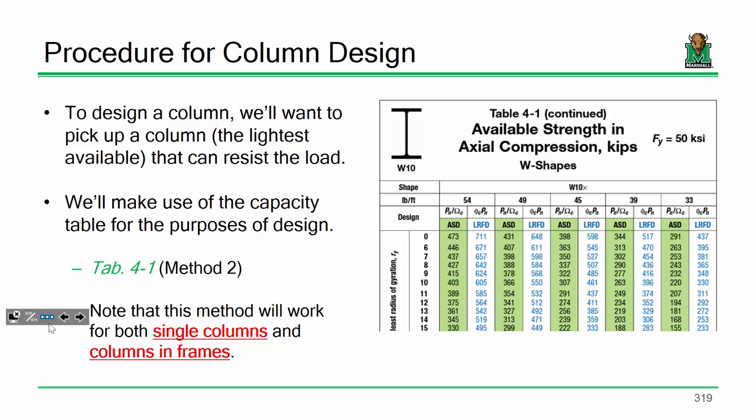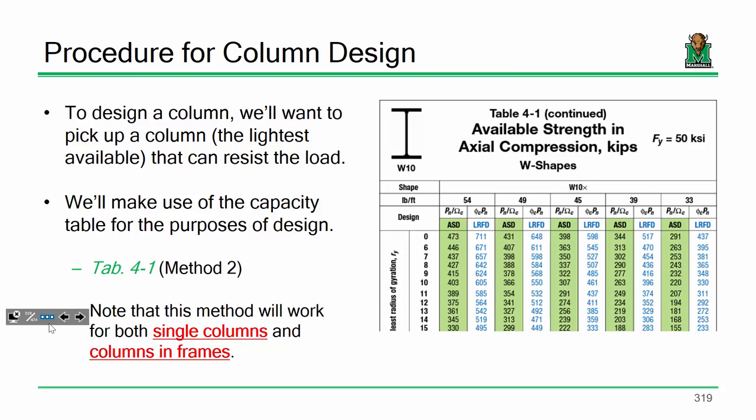Okay, now let me make a note. This table is going to be used not only for single columns, but for columns in frames. Well, what's the difference between that? The difference between the two is K. For single columns, we just look it up. Remember, it was like 1 for pin-pinned and 0.8 for fixed-pinned and all that. What do we do for columns in frames? We use this. In the end, though, we can still use this guide to design a column. Make sense? Right. So here's how this works.